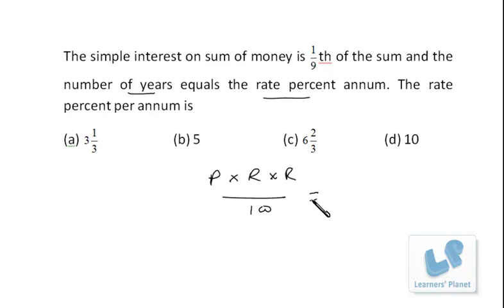So P times R times R by 100, that is the simple interest, and that is actually 1/9 of the principal. So it's P by 9. So R square is 100 by 9. So R will be 10 by 3. That is 3 1/3%. Clear?